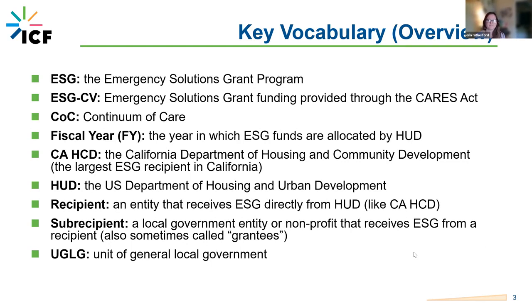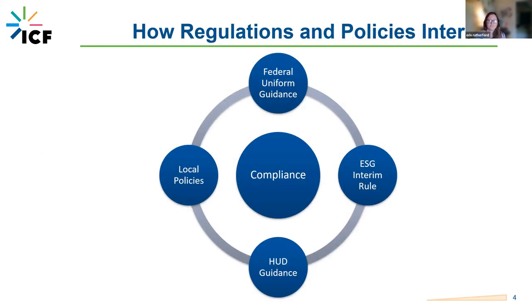Thank you, Kim. This slide gives us a graphic showing how regulations and policies interact with each other. In the center of all of this, we have compliance with ESG regulations, and compliance is in turn a combination of interlocking regulations, statutes, and policies that can happen at the federal, state, and local level. And now we're going to have Gordon talk us through the HUD definitions of homelessness.